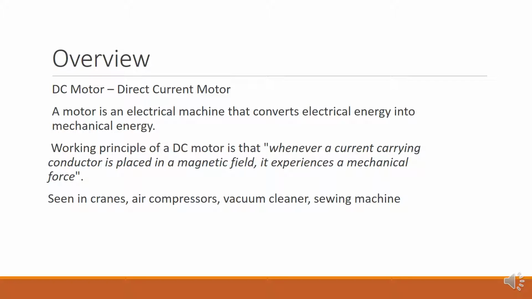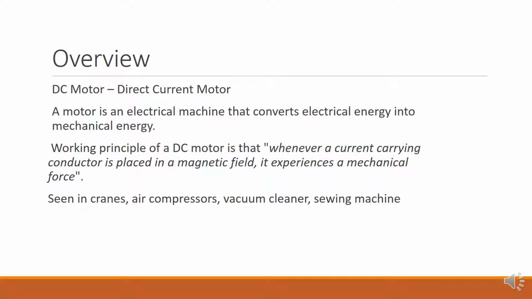A DC motor is an electrical machine that converts electrical energy into mechanical energy. The DC motor is based on the principle that when a current-carrying conductor is placed in a magnetic field, it will experience torque and have a tendency to move. This is essentially known as motive force. Reversing the direction of the current in the wire will also cause the direction of rotation to reverse.